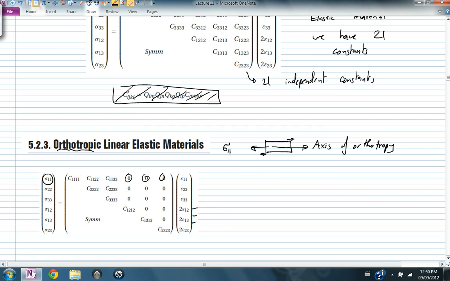So the relationship between the stress and the strain for orthotropic linear elastic materials, when the axes of orthotropy are 1, 2, and 3, is described by this matrix that has only, let's count the constants, 1, 2, 3, 4, 5, 6, 7, 8, 9, only 9 constants.